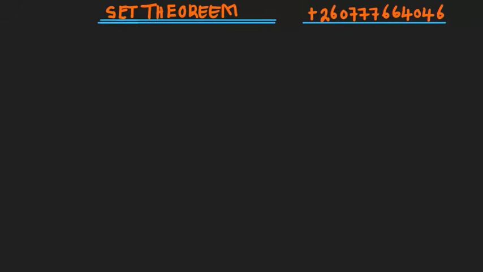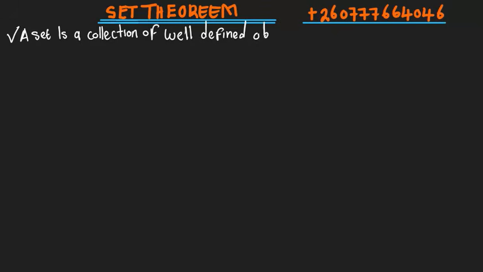So let's start. Exactly what is the definition of a set? Okay, what is a set? A set is a collection of well-defined objects. So it's just a collection of well-defined objects. Okay?